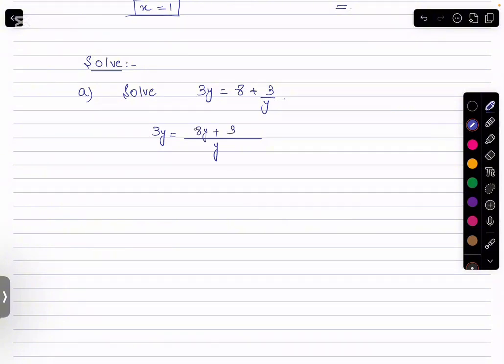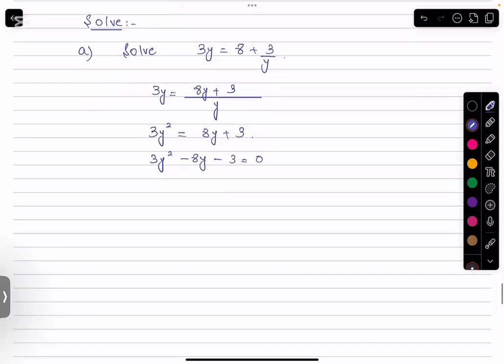ठीक है, what will I do to the y from the denominator? Multiply it with 3. So that will become 3y squared, which is equals to 8y plus 3. Okay, in other words, I can say that this is 3y squared minus 8y minus 3, which is equals to 0. Jaldi se factorize karo and give me the answer.